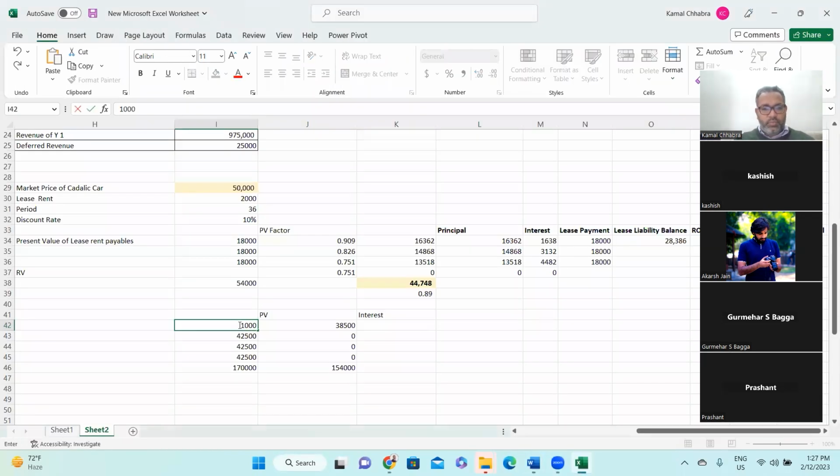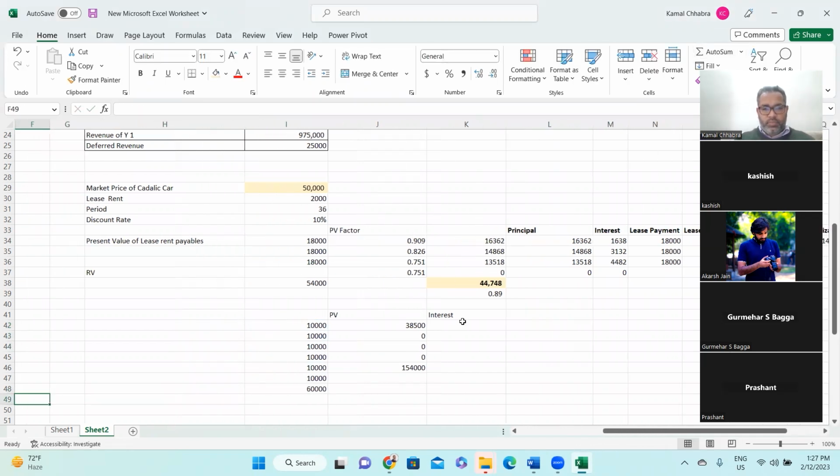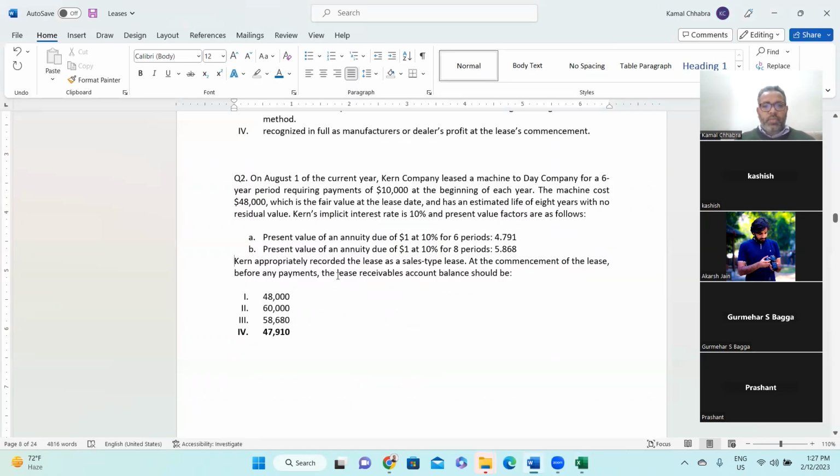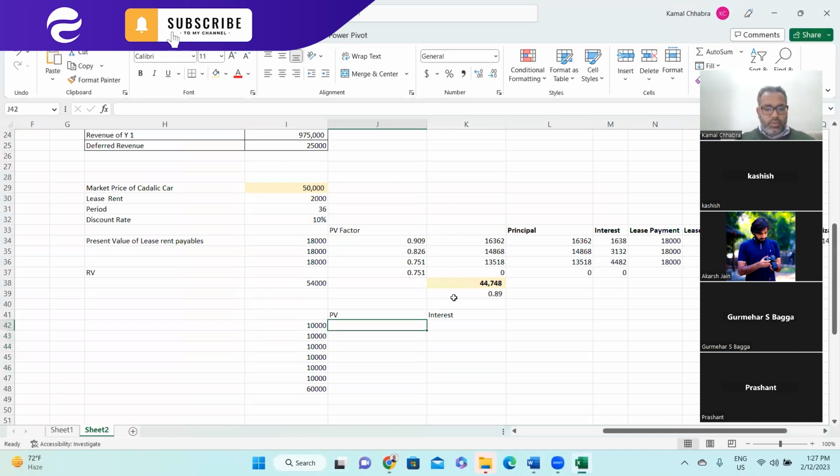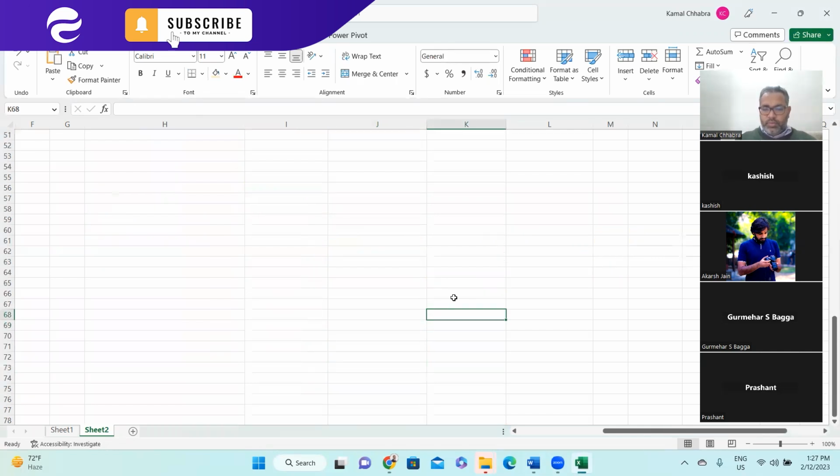10,000? Yes sir, 10,000 is the first, because it is a beginning payment, so its present value factor will be 1. For the rest, we can use 4.791 for the total. So the present value of the annuity due of $1 at 10% for 6 periods is 4.79. So if you see this, and the present value factor is this, sorry.